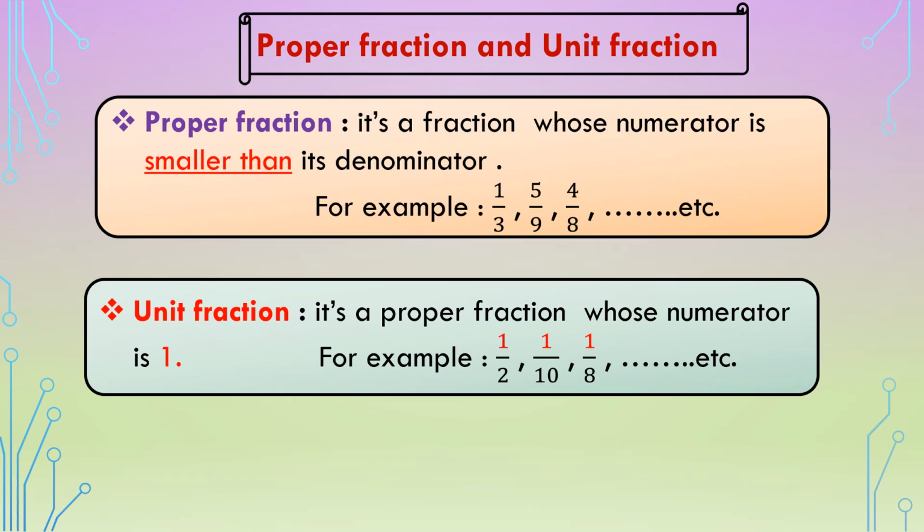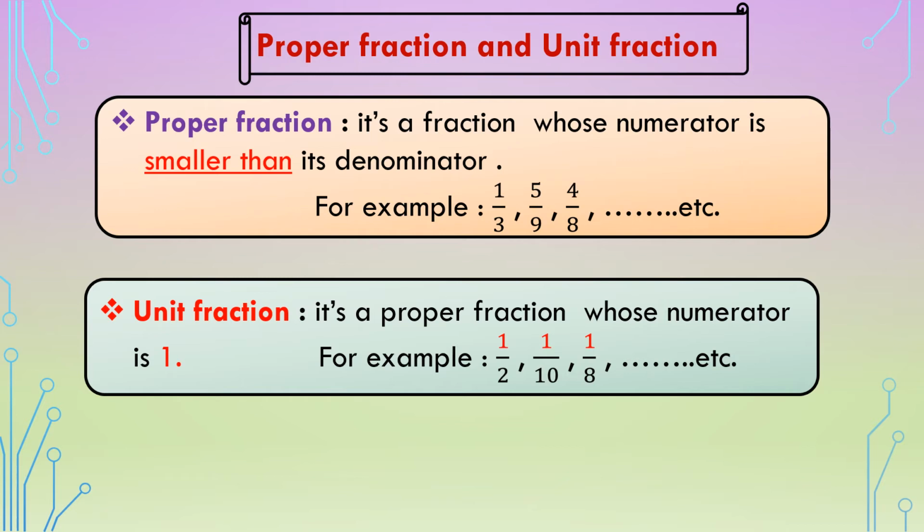Here, let's learn a new topic about proper fraction and unit fraction. These types of fractions. Proper fraction. What about proper fraction? It's a fraction whose numerator is smaller than its denominator. Okay, it means the number on the top must be smaller than the number on the bottom. For example, 1 over 3, 5 over 9, 4 over 8, 6 over 10, and so on.